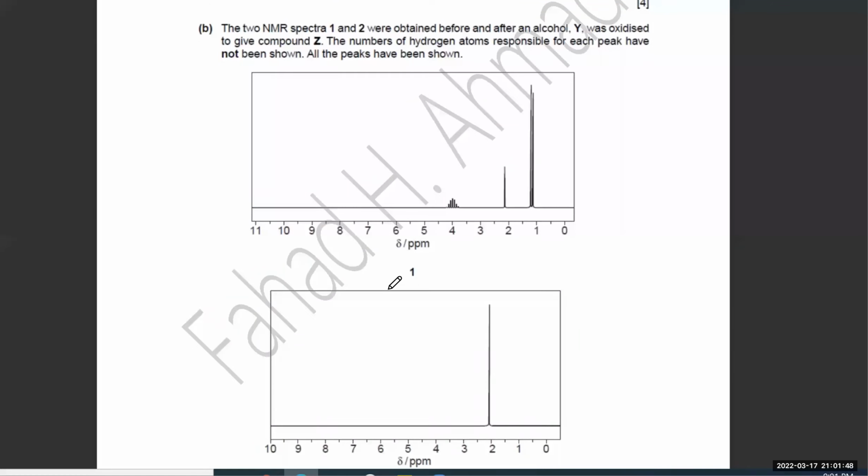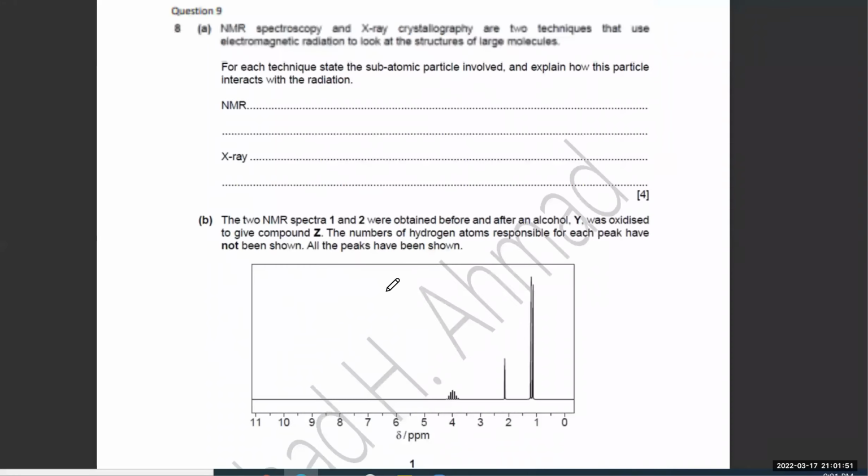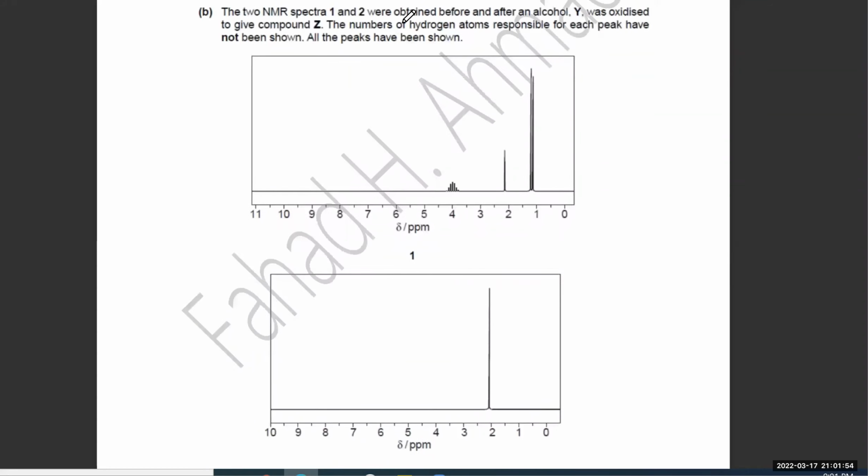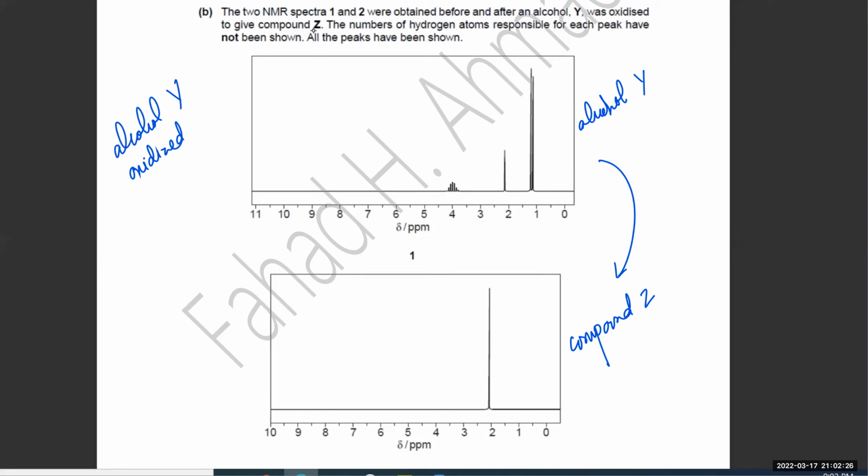Okay, this one is, he's saying 2 NMR spectra 1 and 2 are obtained before and after an alcohol Y was oxidized to give. So alcohol Y is getting oxidized, right? What can be the possible products when alcohol Y is oxidized? I think this is the alcohol Y, and this is the compound Z that is formed after oxidation. So alcohol, whether it's primary, secondary, or tertiary, how many different products are possible when an alcohol gets oxidized?